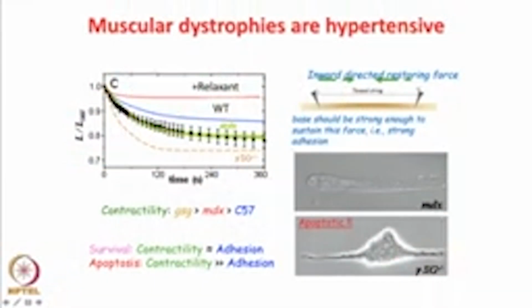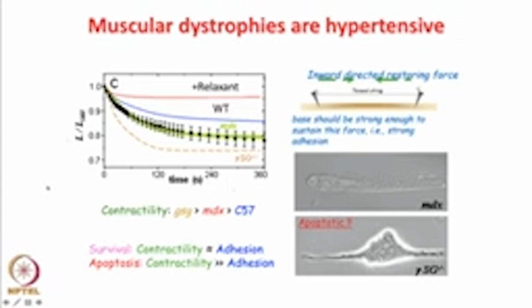You call this ability to exert forces and pull on the substrate contractility, and what you see is that compared to wild type, MDX becomes more contractile or hypertensive. Gamma sarcoglycan deficient cells are way more hypertensive. So, contractility is highest for GSG compared to MDX, and both of them are more contractile than C57 cells.